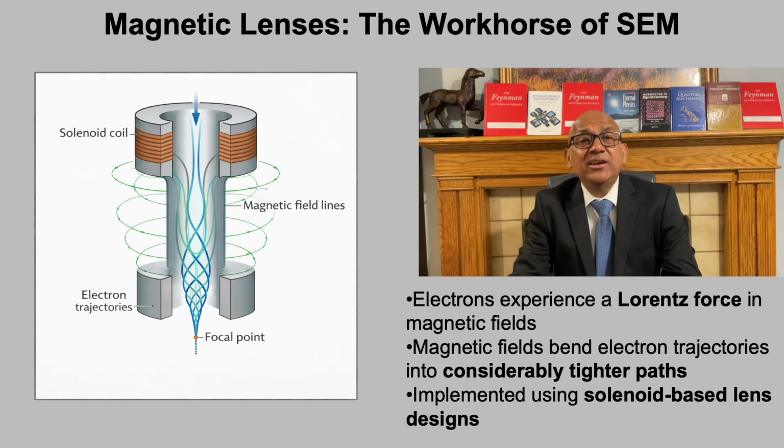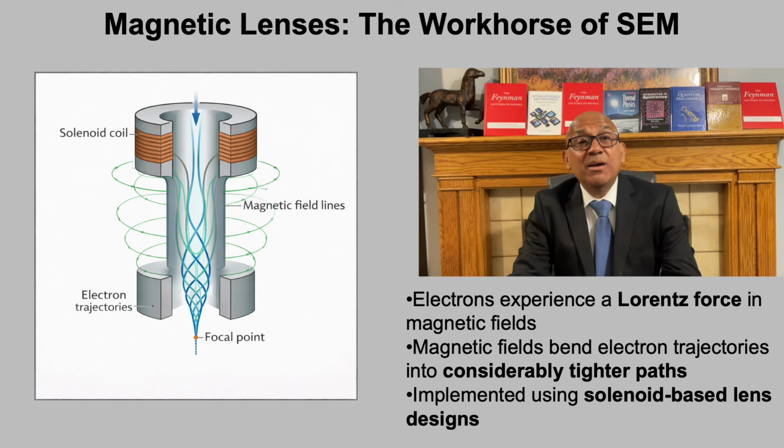After recognizing the limitations of electrostatic approaches, we now turn to the lens system that actually makes high-resolution SEM possible. When electrons move through a magnetic field, they experience a force perpendicular to both their velocity and the magnetic field direction. This is the Lorentz force. Rather than being pulled directly toward an electrode, electrons follow curved trajectories that can be precisely controlled.